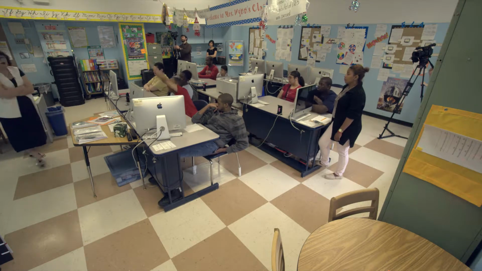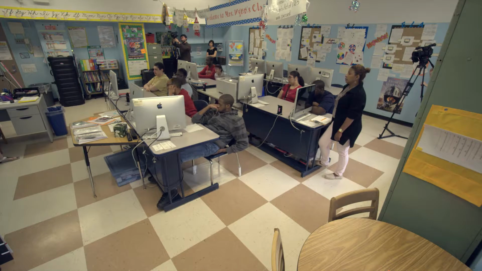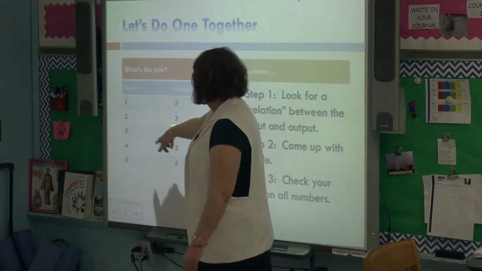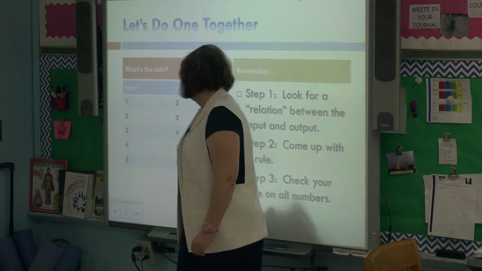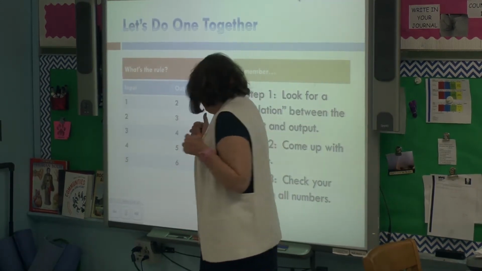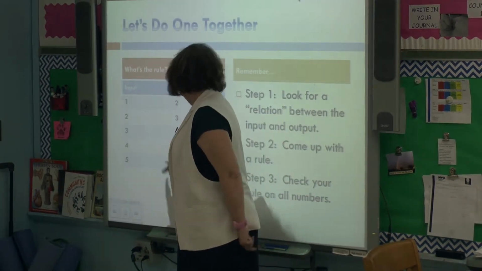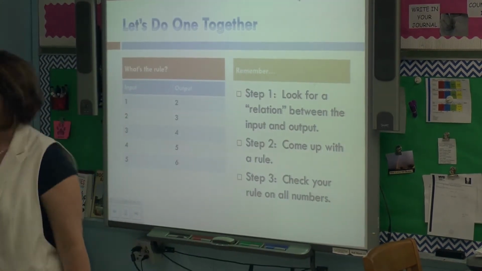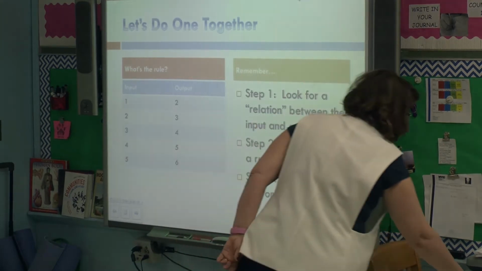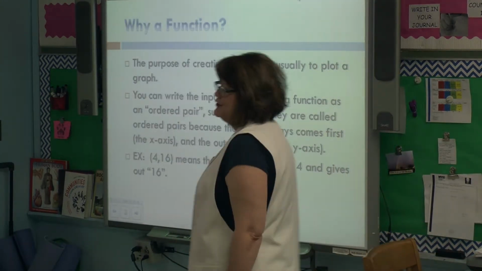Plus 1. All right, let's look at our final step. Check your rule on all numbers. So we have to check it. What's 1 plus 1? 2. Check. What's 2 plus 1? 3. Check. What's 3 plus 1? 4. So far, so good. 4 plus 1? 5. Ooh, I think we might have it. 5 plus 1? 6. It worked on every single one, so yes, the rule is plus 1. Good job.